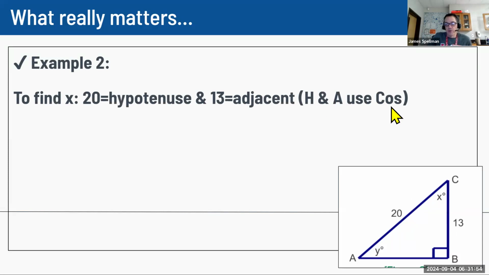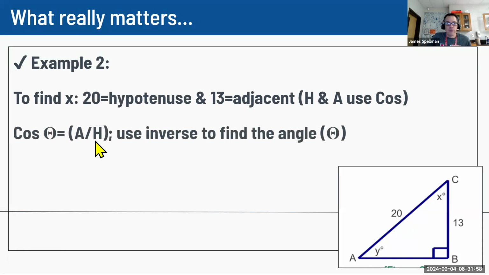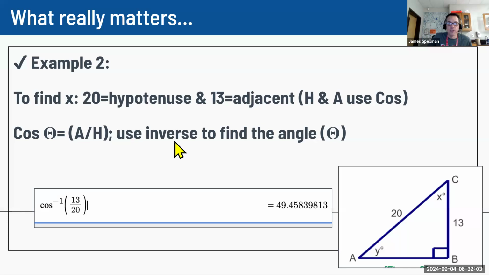H and A use the cosine function. Again, we'll use your reference sheet for that. That's our formula, the way that it looks. Since we're finding an angle, I'm going to try to remember that I use the inverse function. So I just do the inverse of cosine. The adjacent side goes on top of the fraction. Hypotenuse goes on the bottom of the fraction. Close it up, and that tells me what my x angle is.